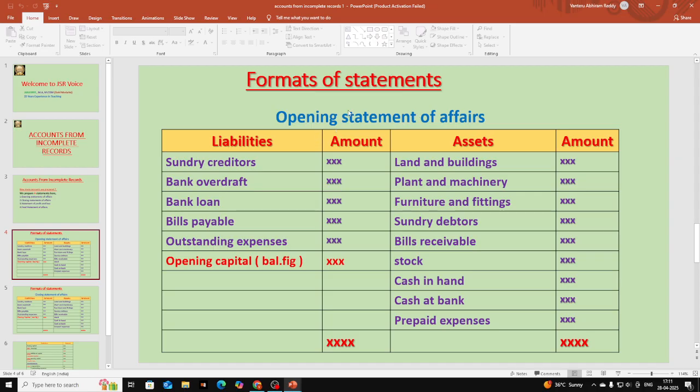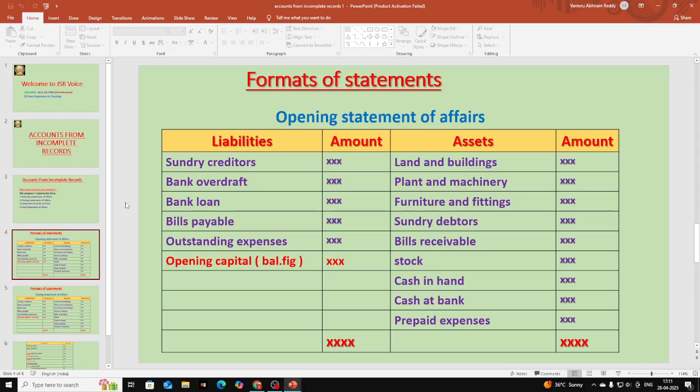On the top we should write opening statement of affairs. As I said already, if we prepare this, we are going to find out opening capital. That is the answer here. On the liability side, we should take all liabilities whatever are given in the question, but generally these are the liabilities that I have given here.